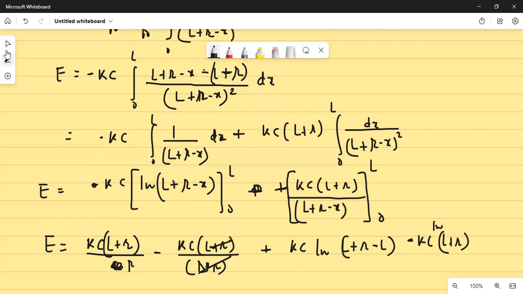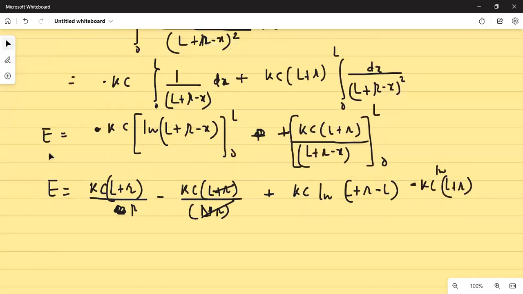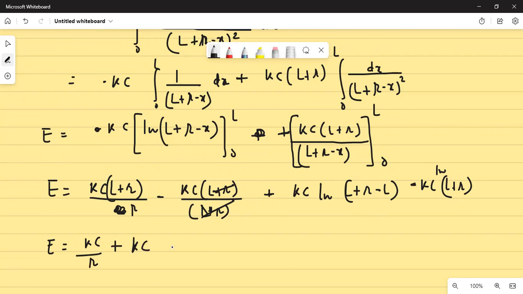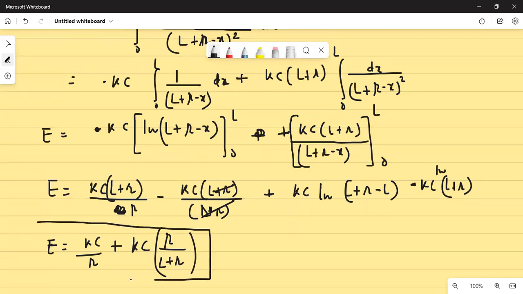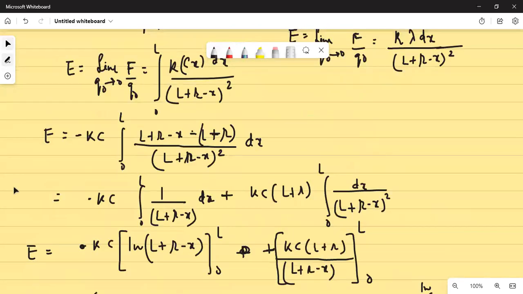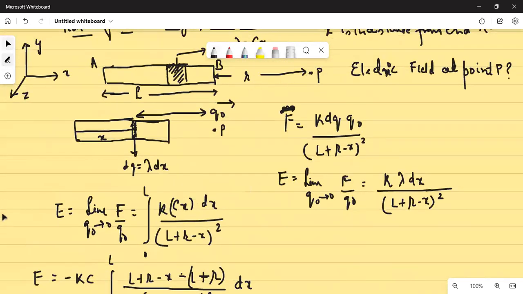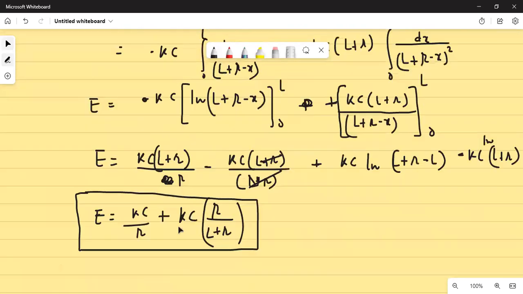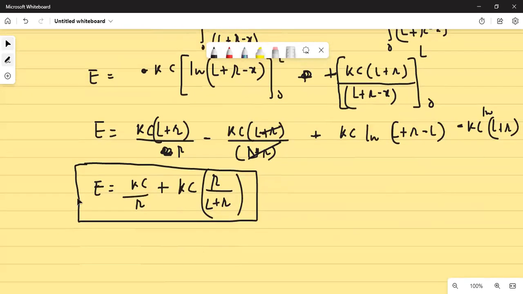So overall, my total electric field would be equal to Kc upon R plus Kc times R upon (L plus R). Is that clear to you? So your net electric field at distance R from the farther end of the rod, if I have this distance R given, would be this way. Is that clear to you?